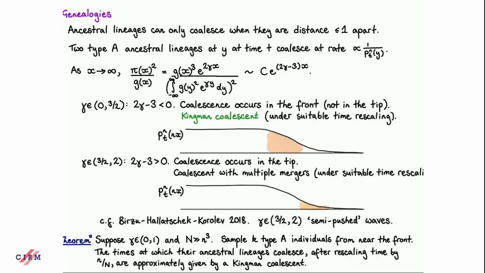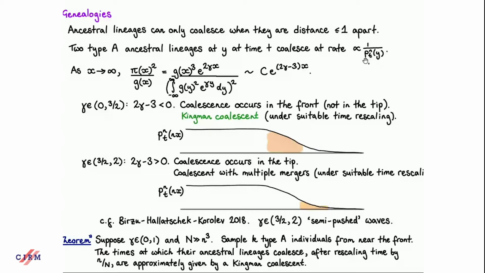And let's suppose that we have 2 type capital A ancestral lineages at some site y at time t. Well, what's the rate that they coalesce? Well, they're each being hit by reproduction events at some constant rate. And when one is hit by a reproduction event, then the probability that the lineages coalesce is the probability that it was the offspring of the other one in the reproduction event. And that probability is 1 over the number of type capital A individuals at y at that time, which is proportional to 1 over p_n,t of y.